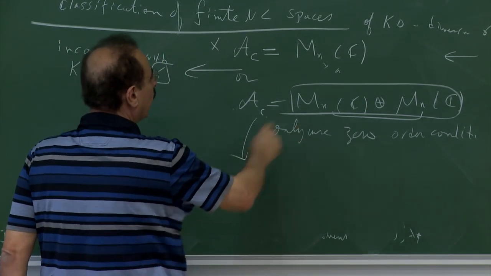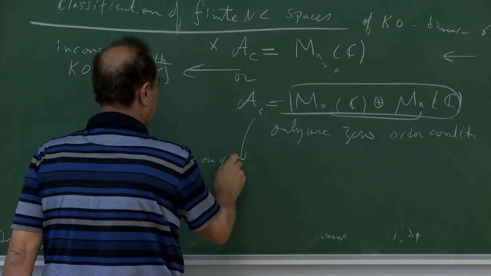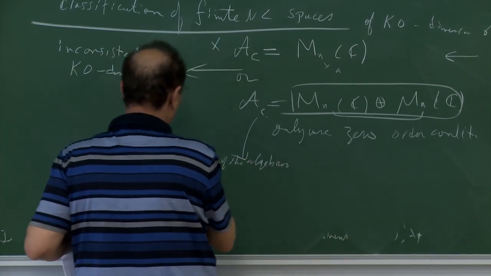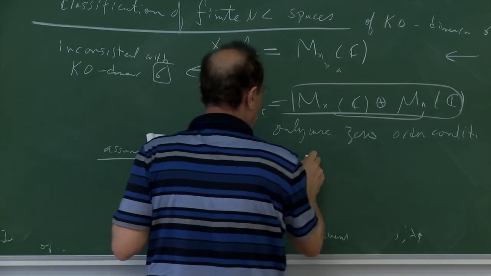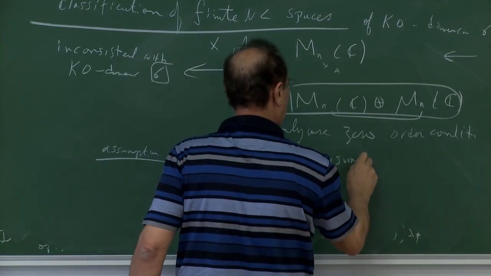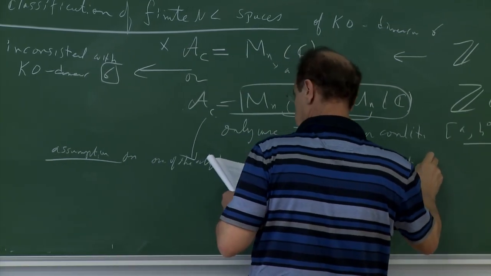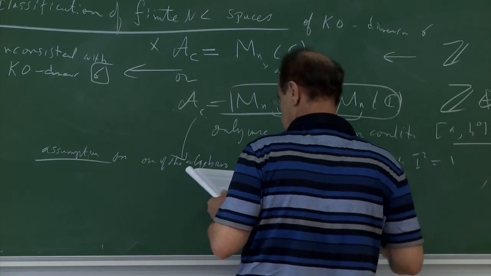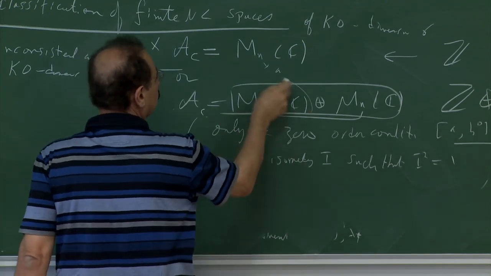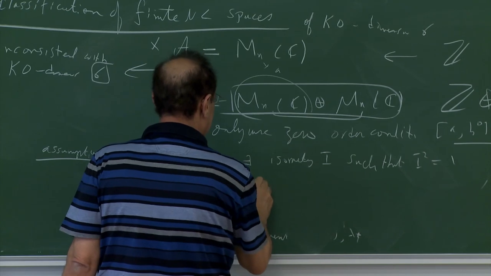that on one of the algebras, there exists an isometry I such that I squared is minus 1. And it acts on the first one, and it really limits or restricts.